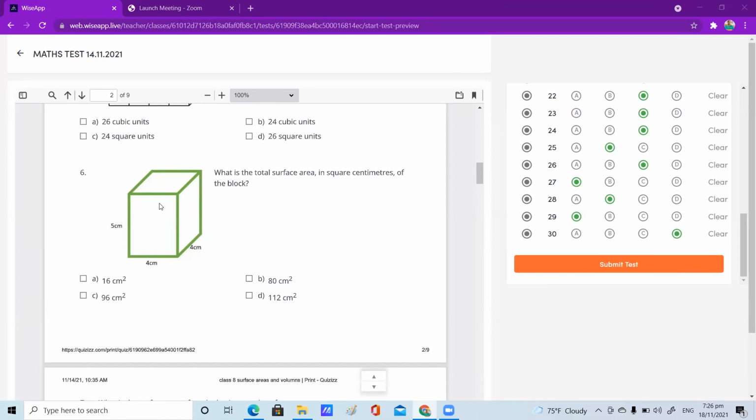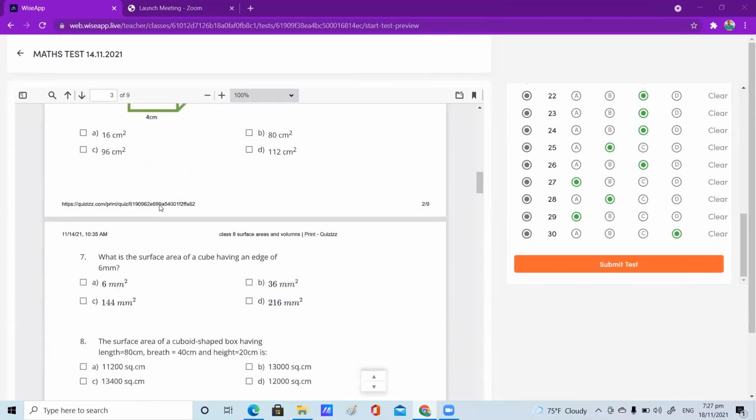What is the value after substituting? LB you can take as 4 into 4, 16. 5 4s are 20. 20 plus 20, 40. 40 plus 16, 56. 56 twice means 112. Right, it's 112 centimeters square. Option D is correct. TSA will be in square units, 112.